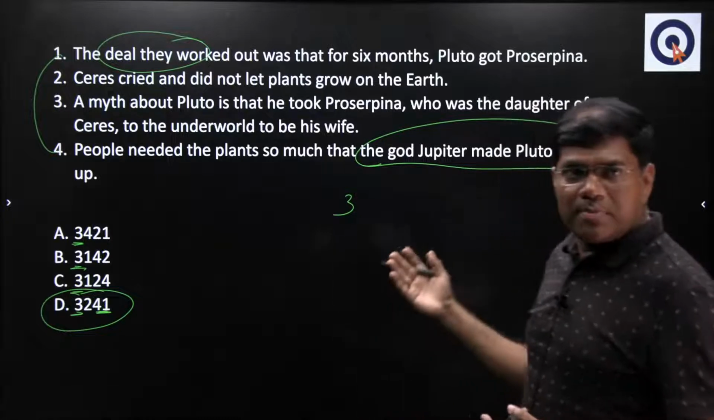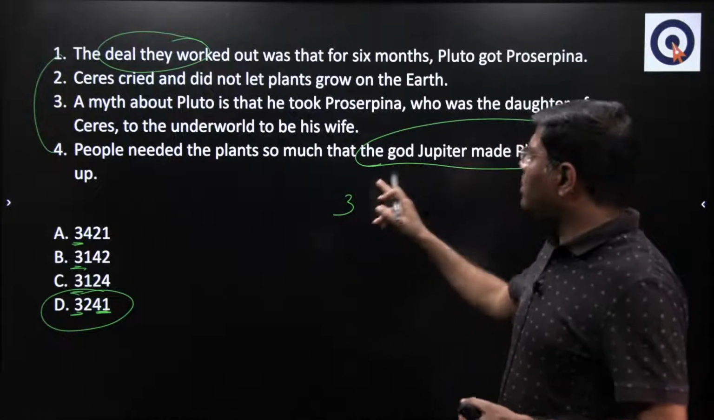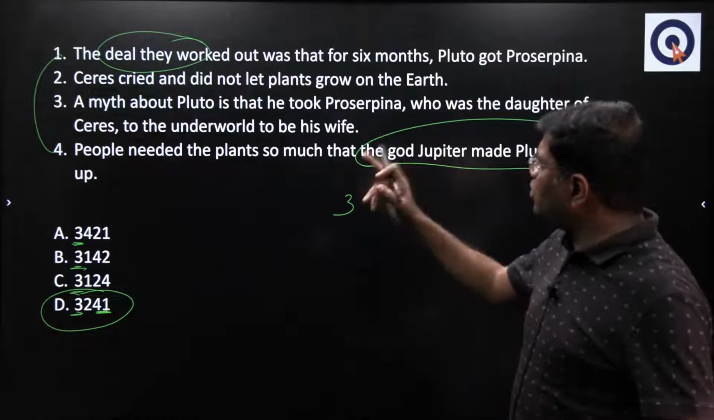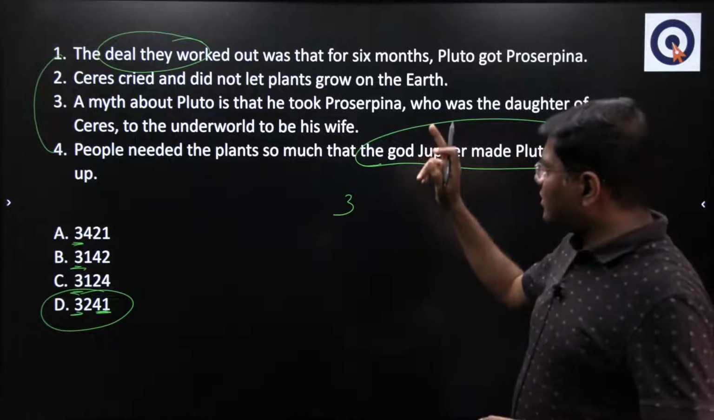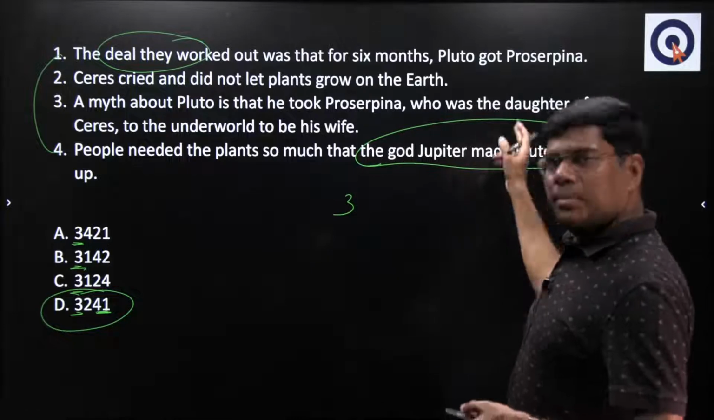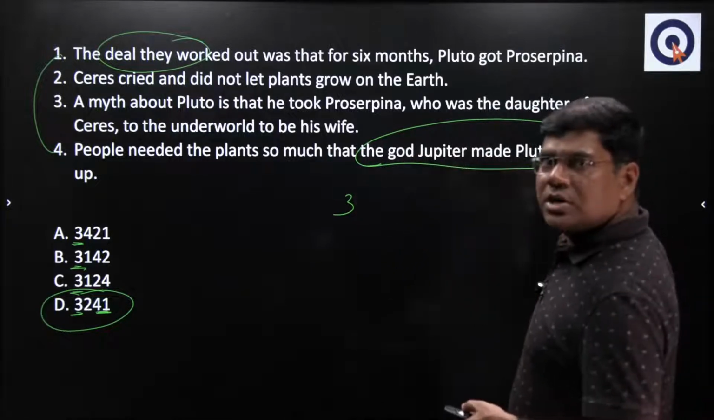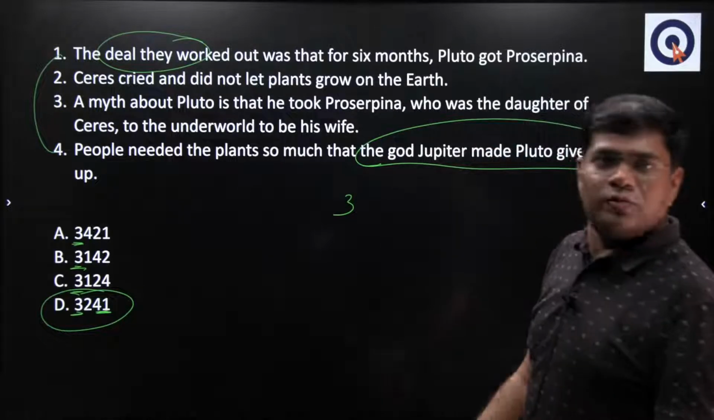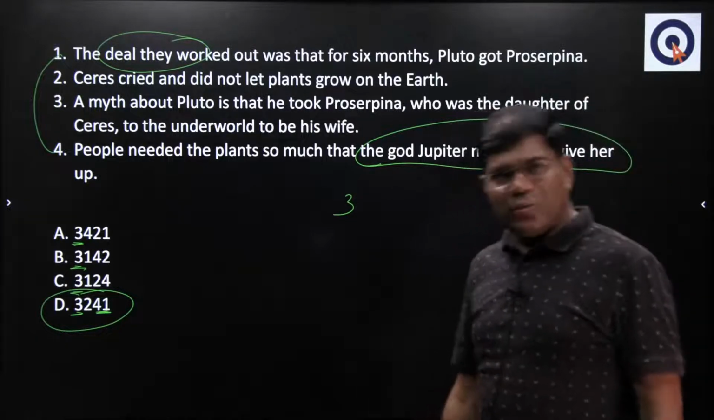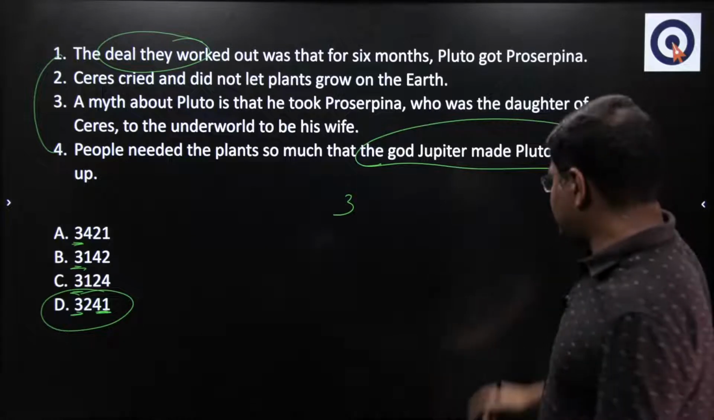So people needed plants so much that... and why do people need plants? Because Pluto took Proserpina, correct, and Ceres cried and did not let plants grow. People needed plants, and therefore Jupiter intervened, and then you have the rest of the sequence coming up, right? So 3-2-4-1 is the right sequence. A very, very interesting question.